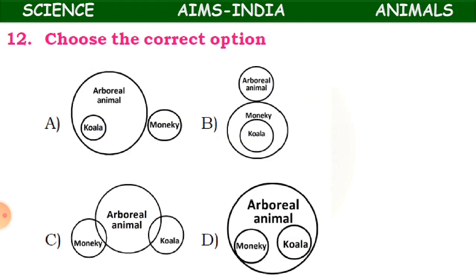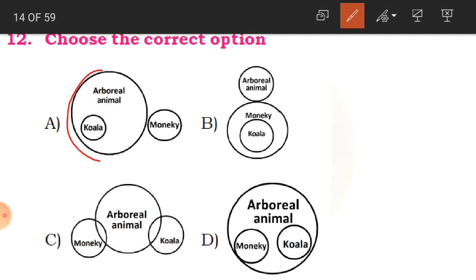Now, the other question, choose the correct option. Now, are you familiar with this type of diagrams, children? So, we call them Venn diagrams. We call them Venn diagrams. So, here you can see a circle. In the circle, again you can see inside the circle a small circle, and again outside the circle another circle.